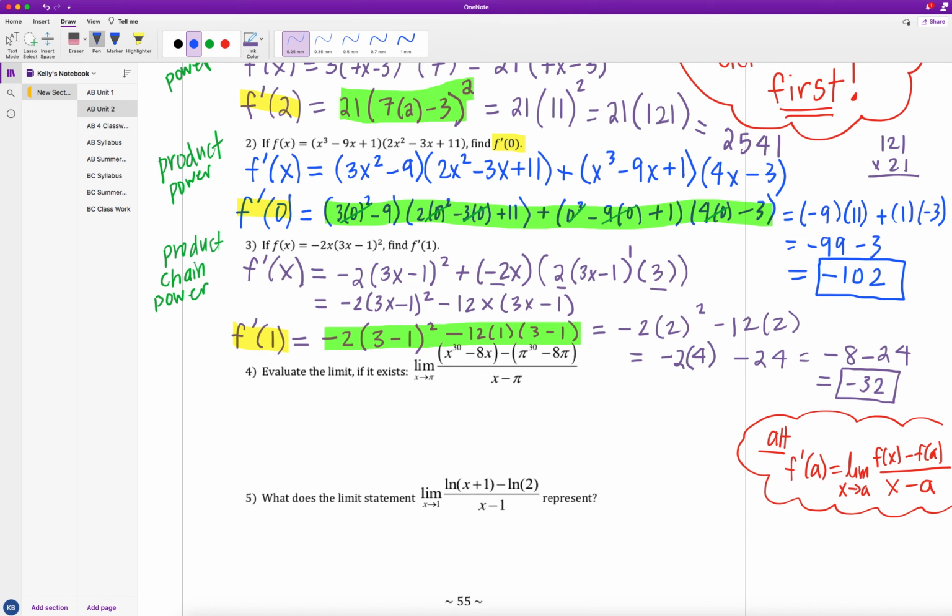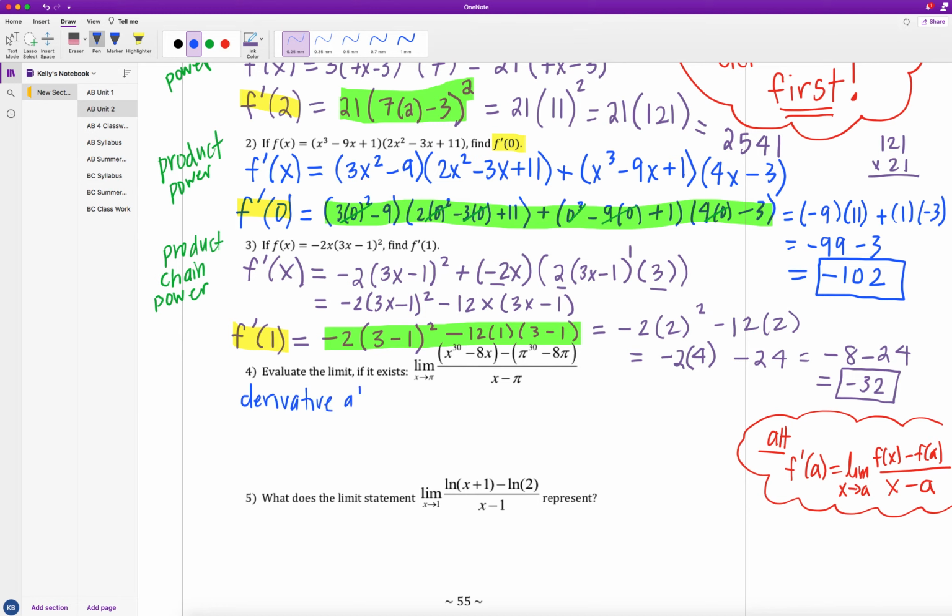It says evaluate the limit if it exists. We have the limit here as x approaches pi of x to the 30th minus 8x minus the quantity pi to the 30th minus 8 pi all over x minus pi. This is representing a definition of the derivative. If I try to direct sub in, I would end up with 0 over 0, which is an indeterminate form, and we would have to go through some type of algebraic manipulation to be able to take the limit. But instead, I want us to focus on the definition of the derivative. So this is representing a derivative at a point.